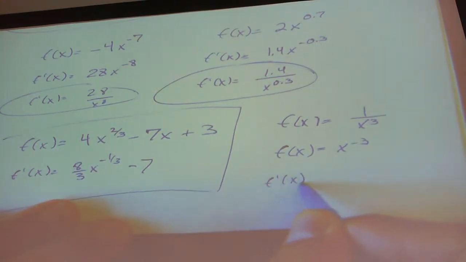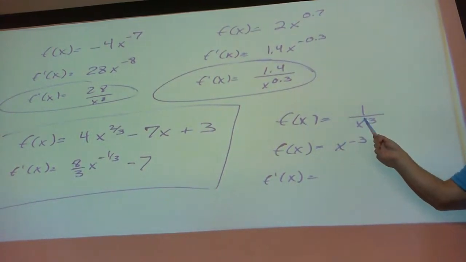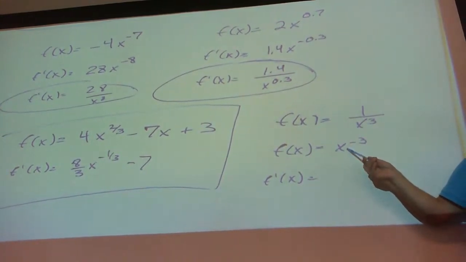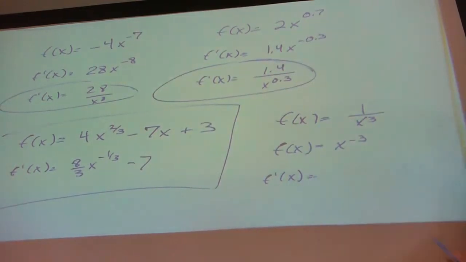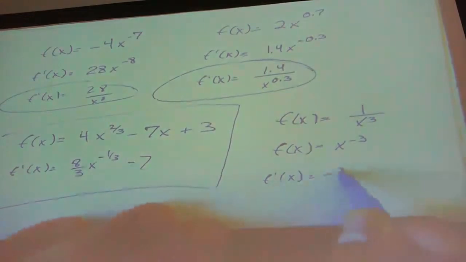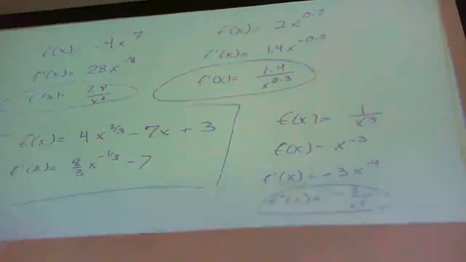Then the derivative. Now please notice what I'm doing on purpose. Here's the function. Here's the rewrite of the function. Is this the derivative? No. And it's not. Doesn't have a prime. It's not the derivative. This is the derivative. What would the derivative be? Negative 3 goes in front. X to the negative 4. And then I would put the negative 4 on the bottom, make it a positive 4. That would be your final answer.